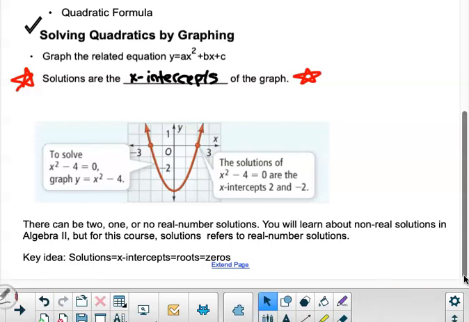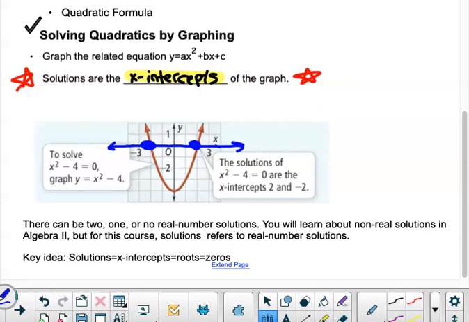I'm going to try to make that really important because I might even just ask you something like that on homework or other places. So when you're solving by graphing, you're looking at the picture and you're trying to say, all right, where does the red parabola cross the x-axis? These are the x-intercepts. So it looks like it's at 2 and -2.